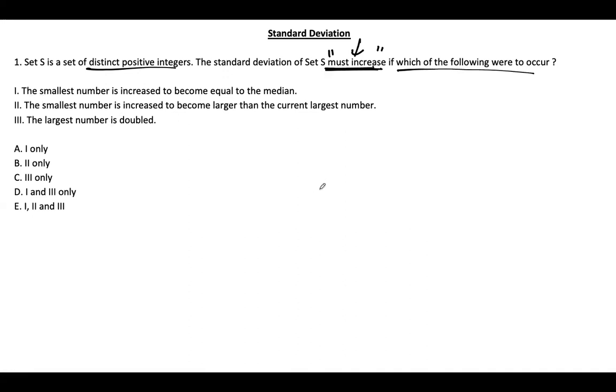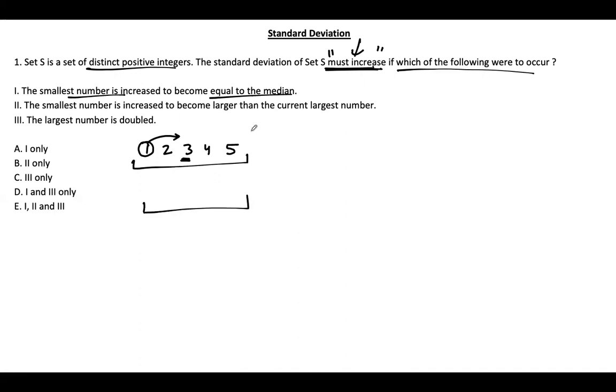The smallest number is increased to become equal to the median. Okay. Can you find a contradictory case to this? Just giving an example, let's say 1, 2, 3, 4, 5. What is the median here? Both are the same, 3. Mean is equal to median here. Now, if you increase the smallest number to become equal to the median, what are you doing?